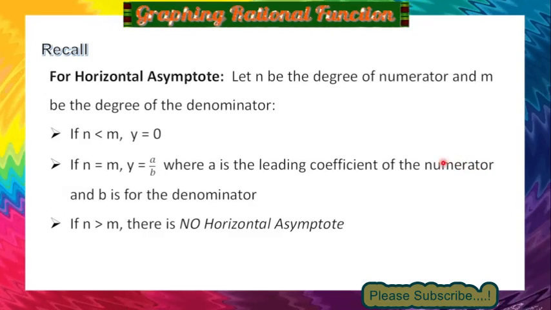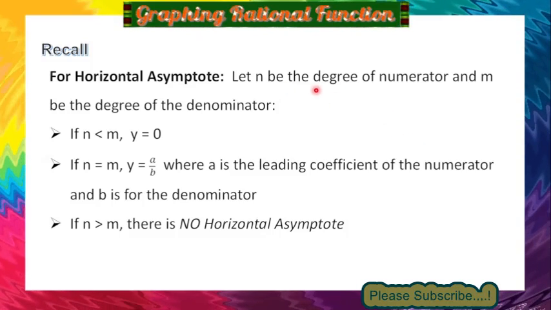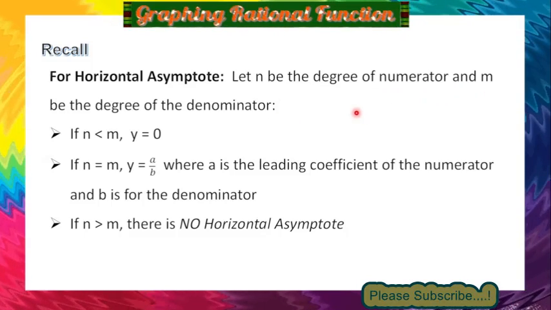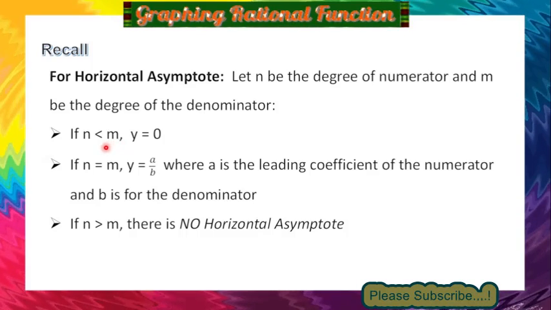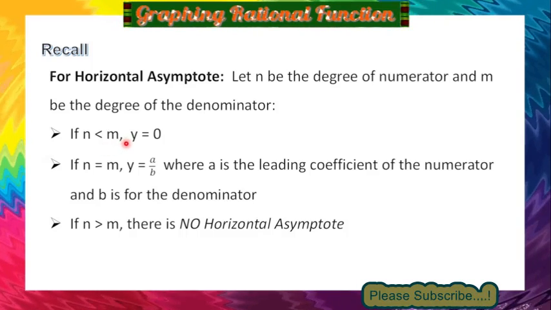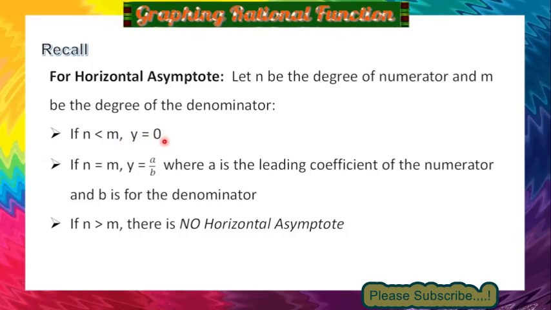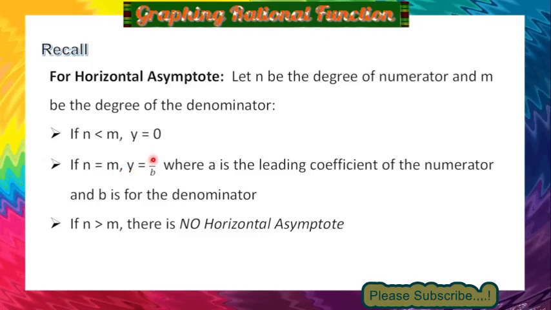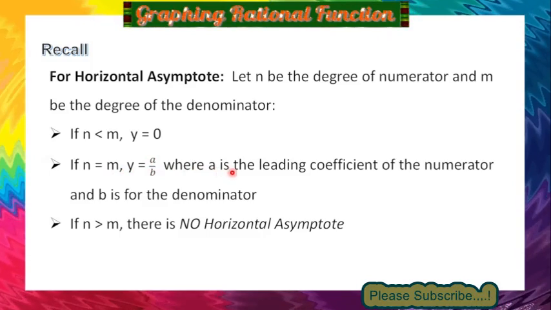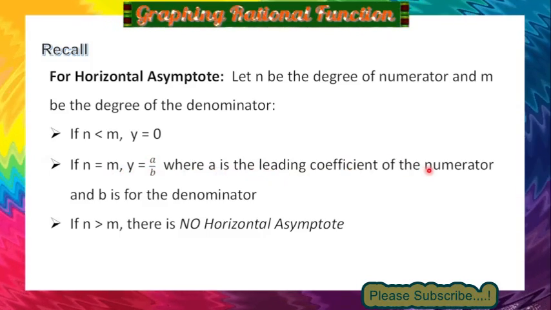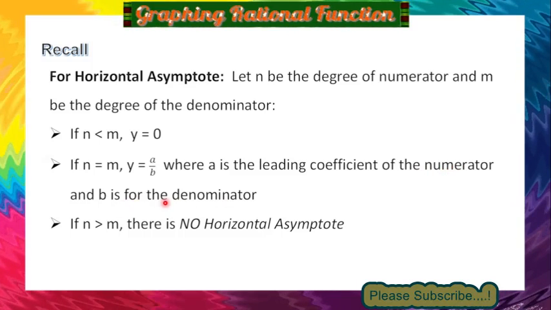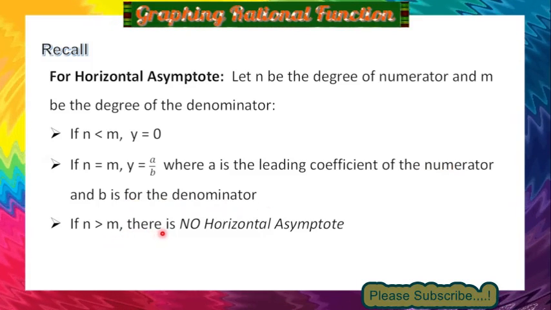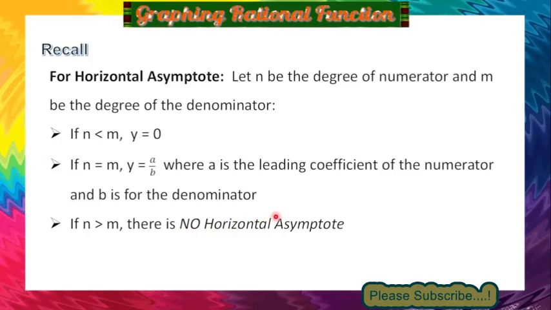Then for the horizontal asymptote, let n be the degree of the numerator and m be the degree of the denominator. Take note that if n is less than m, then y equals 0. If n equals m, then y equals a over b, where a is the leading coefficient of the numerator and b is for the denominator. If n is greater than m, then there is no horizontal asymptote.